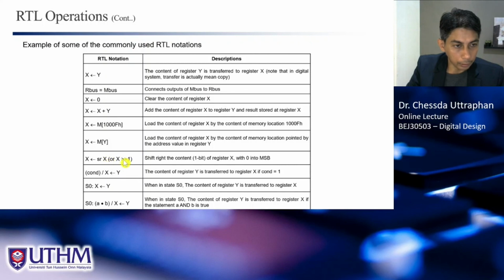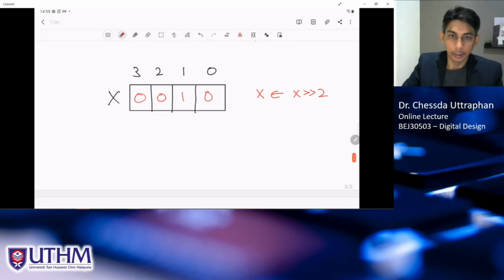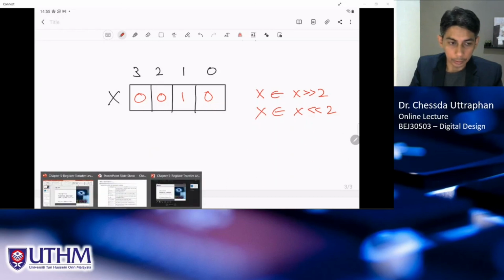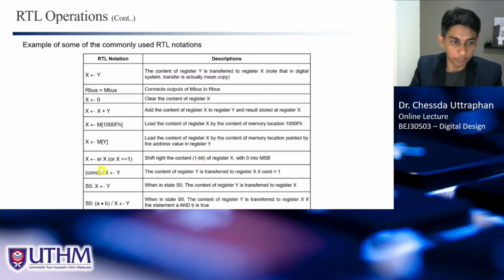This is shift right. What if we want to shift left? So shift left is this. If we want to shift left, we can use this. This is shift left one time. If you want to shift 2 times, you can have this, right? So that is shift right or left.